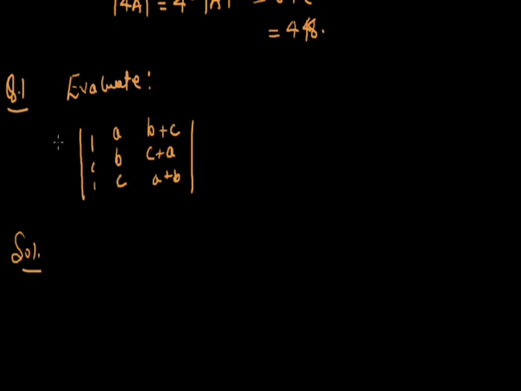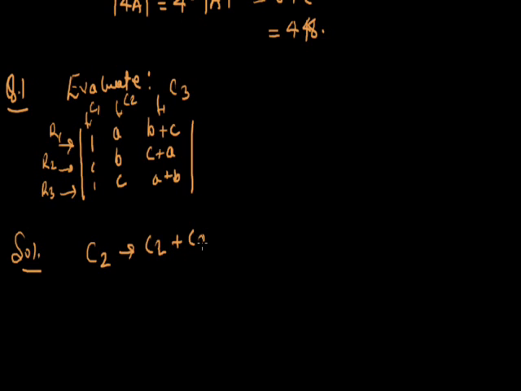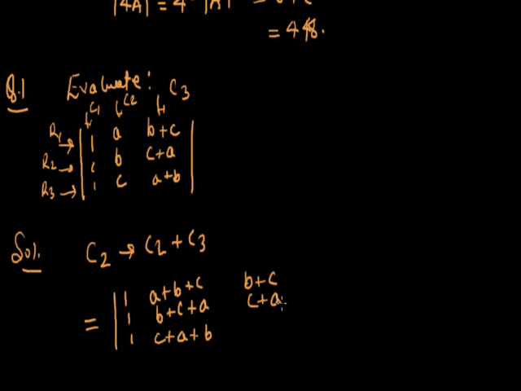Now this is R1, this is R2, and this is R3. Here this is column 1, this is column 2, this is column 3. Suppose we apply C2 plus C3. Applying the operation C2 plus C3 in column 2, we will get 1, 1, 1, A plus B plus C, B plus C plus A, and C plus A plus B, then B plus C, C plus A, A plus B.